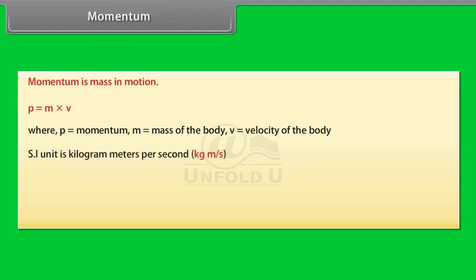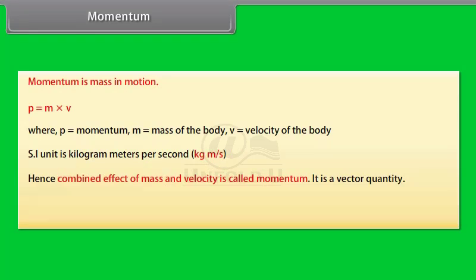P = m × v, where P is momentum, m is the mass of the body, v is the velocity of the body. The SI unit is kilogram meters per second. Hence, the combined effect of mass and velocity is called momentum. It is a vector quantity.